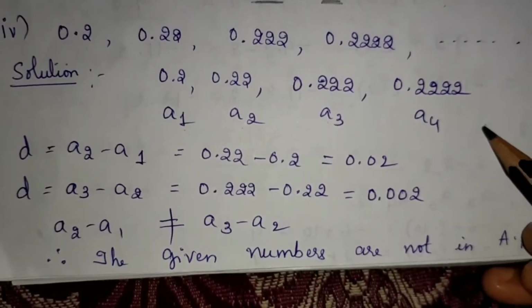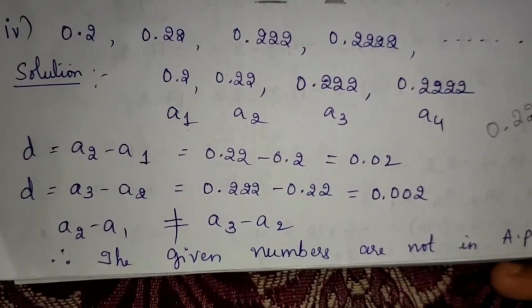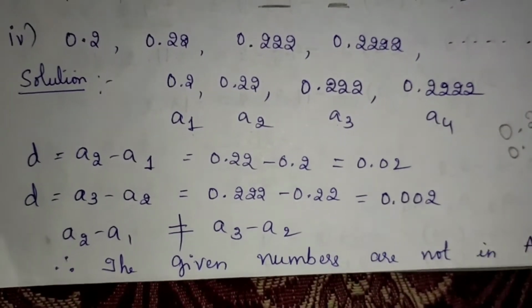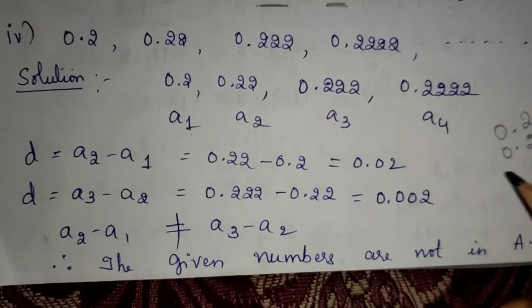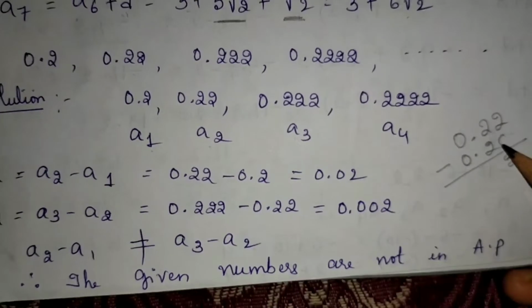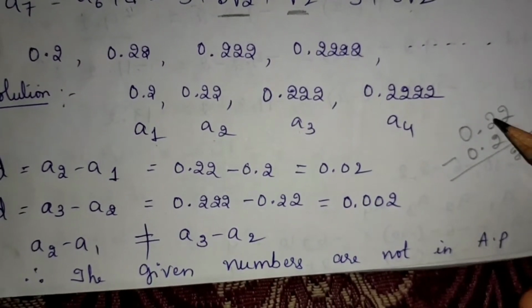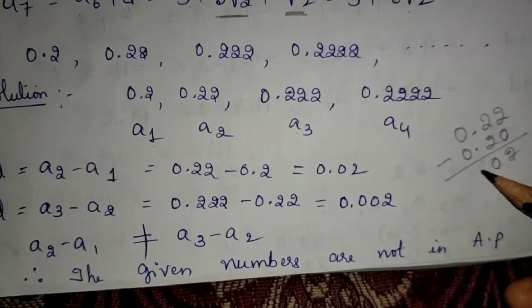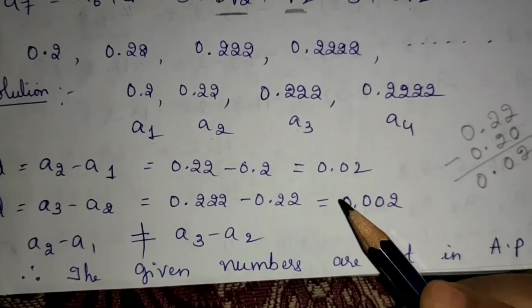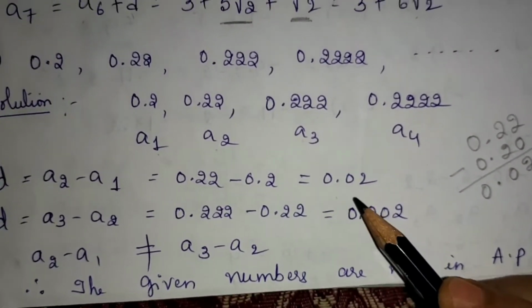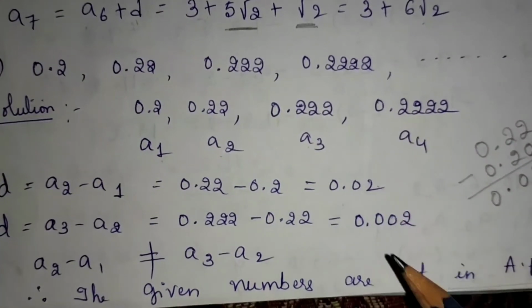If you subtract 0.22 minus 0.2, write it as 0.22 minus 0.20. 2 minus 0 is 2. 2 minus 2 is 0. So 0.02 is a common difference.